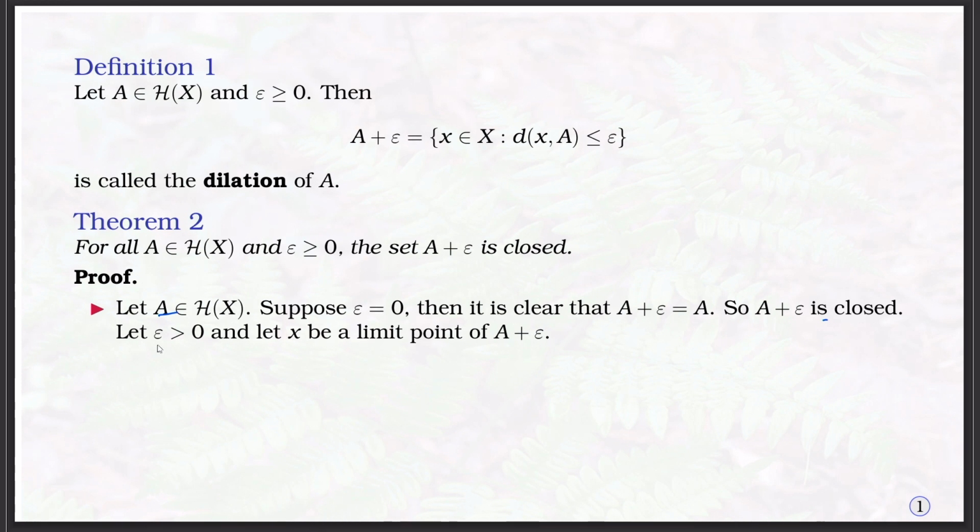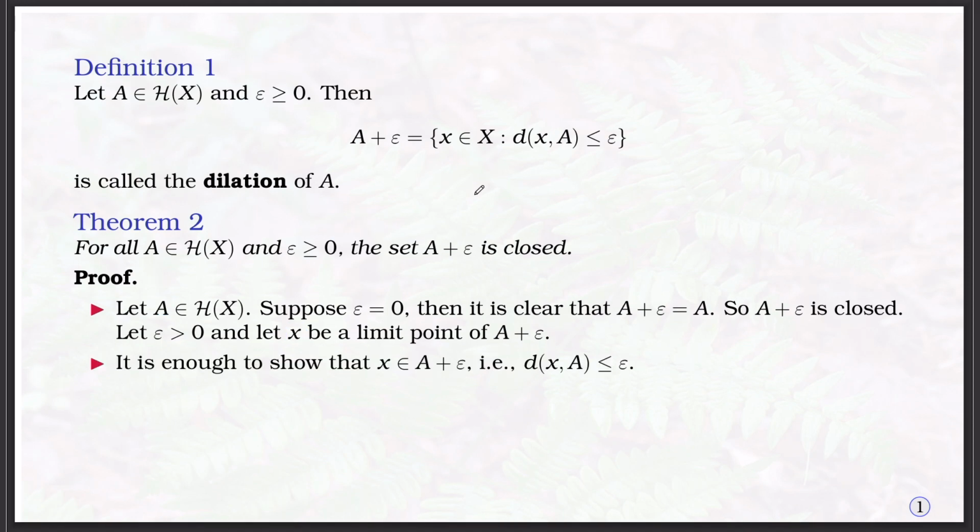If you are taking epsilon as a positive number, and let x be a limit point of A plus epsilon, that means the dilation of A. Then we need to prove that this limit point x is a member of A plus epsilon, then we can say that this is a closed set, as per the definition of a closed set. Now, it is enough to show that x belongs to A plus epsilon, that is, the distance between x and A must be less than or equal to epsilon.